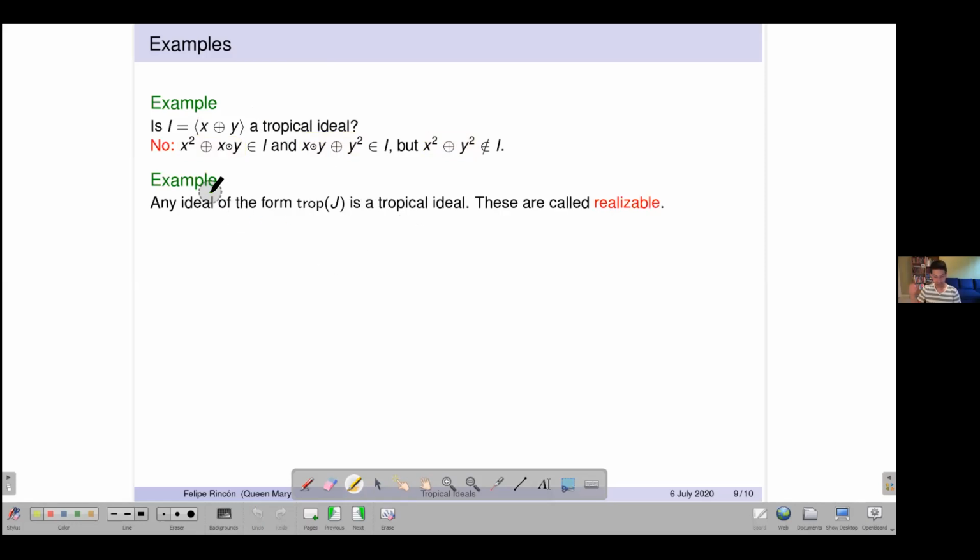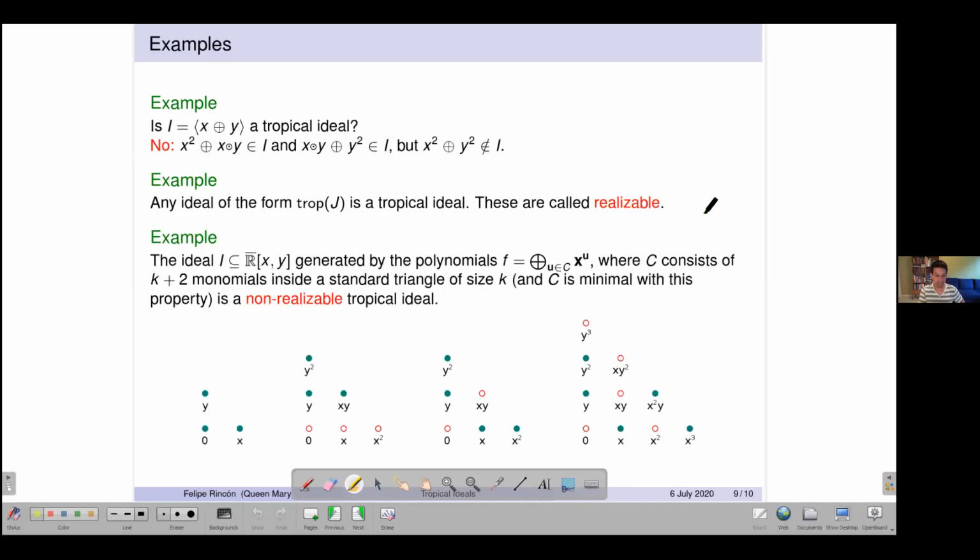Another example, the one for which hopefully I motivated you for this definition, is that all the ideals of the form tropicalization of some classical ideal are tropical ideals. They satisfy this monomial elimination axiom. And they are the motivation for coming up with this notion of tropical ideal. So we want to think of the ones that are tropicalizations of classical ideals as the realizable ones, the ones that actually come from some classical object.